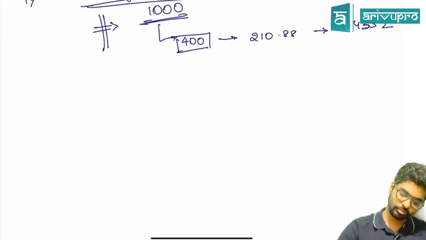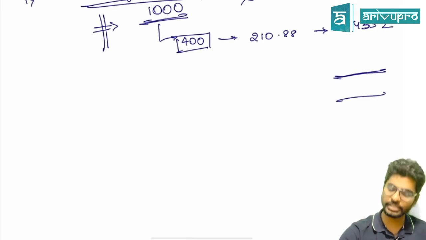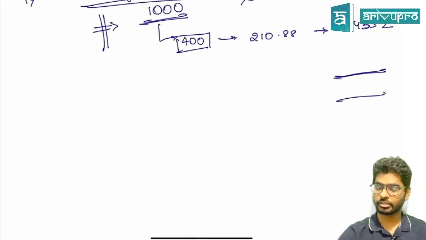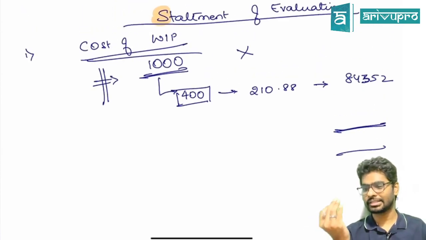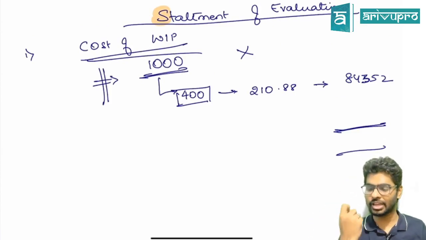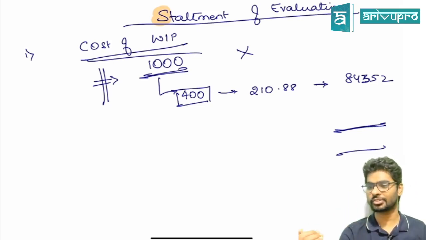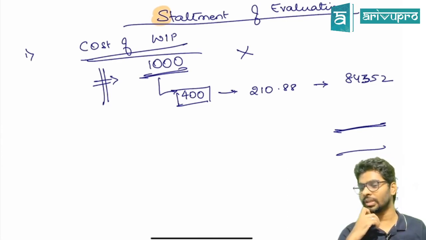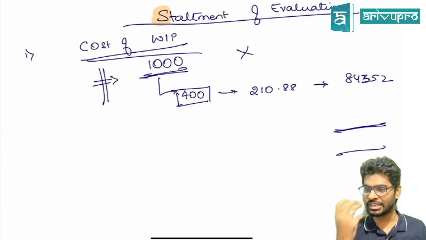Now, is this the total cost of opening WIP? The answer is no. Why? Because when I say 400 units, out of 1000 units, when I say 40% completed, I am assuming that 400 units are completed during this year. So I am taking the completed units only. If I would have taken 1000 into 210.88, it would be wrong. I have only taken it for 40%. That's why equivalent production.